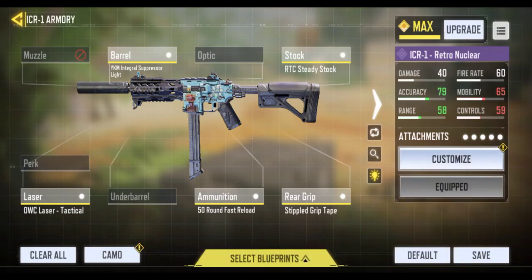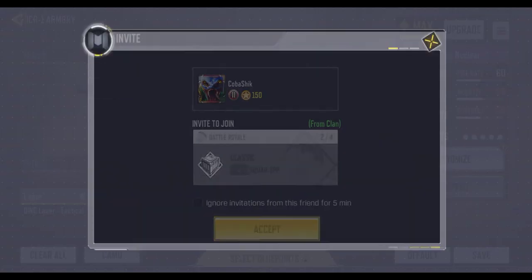Now, what I said about how to increase ADS without using any attachment: guys, this is a perk.